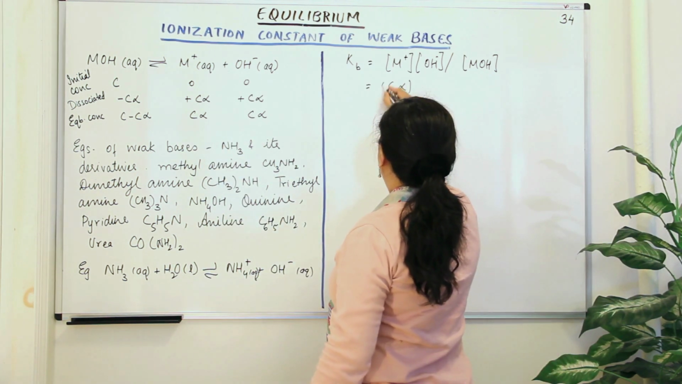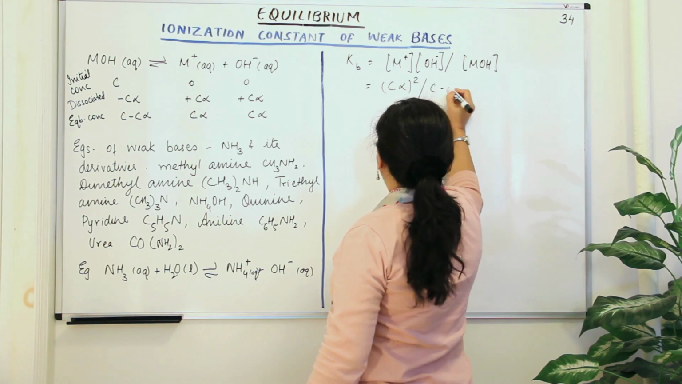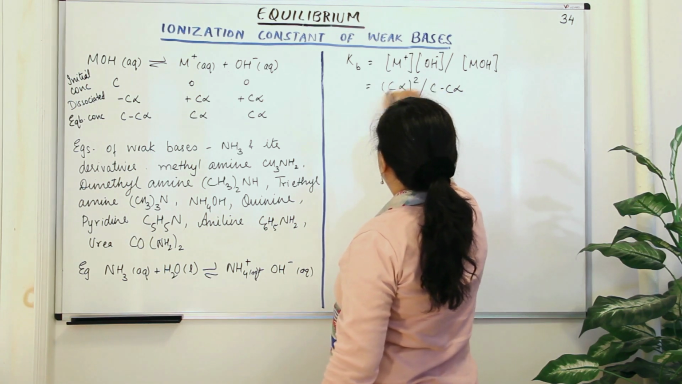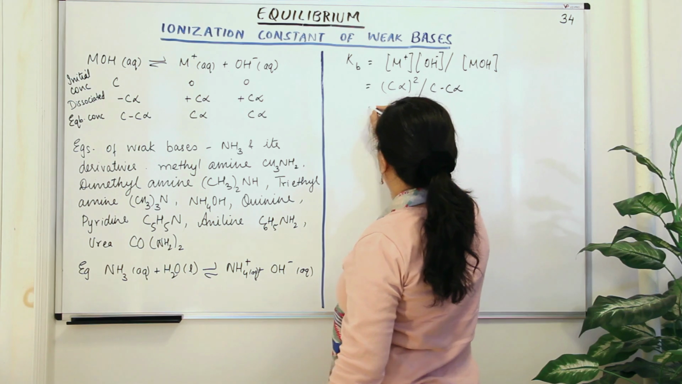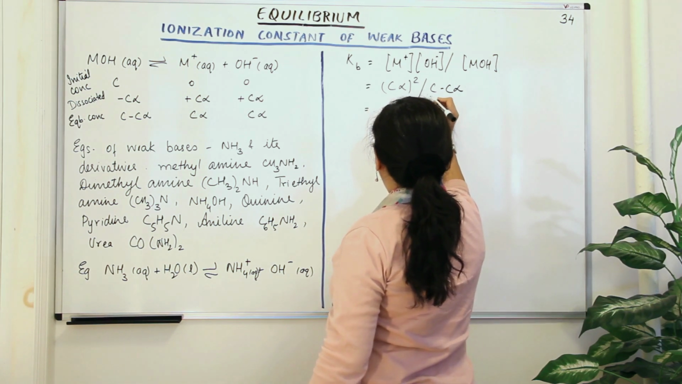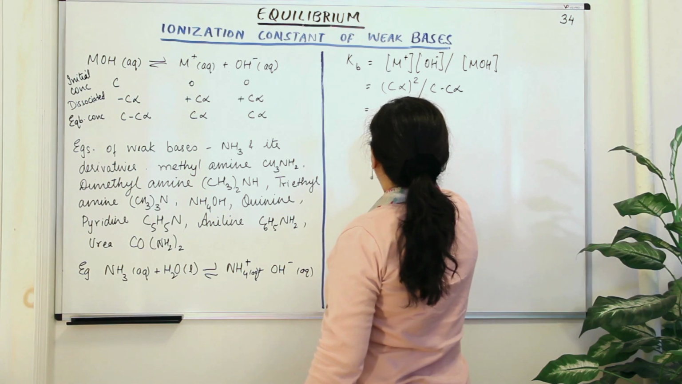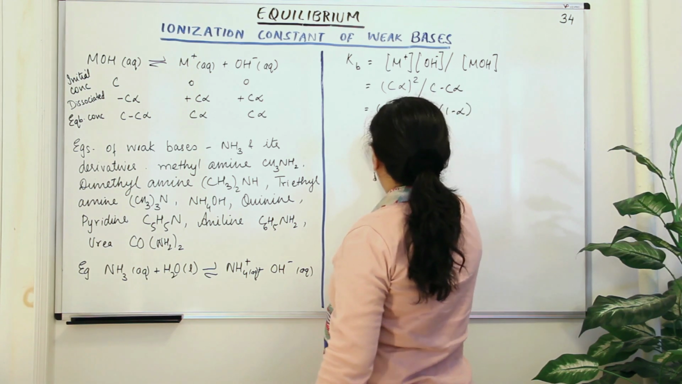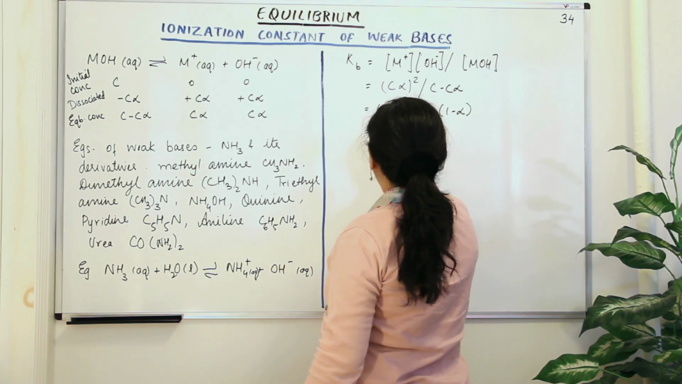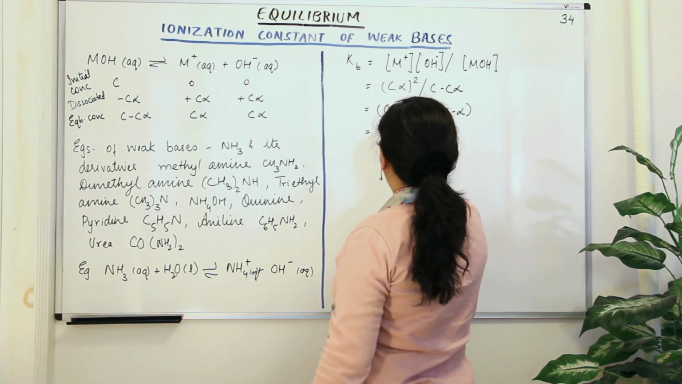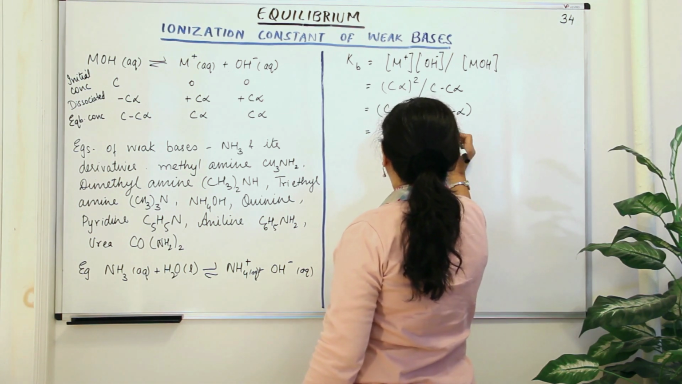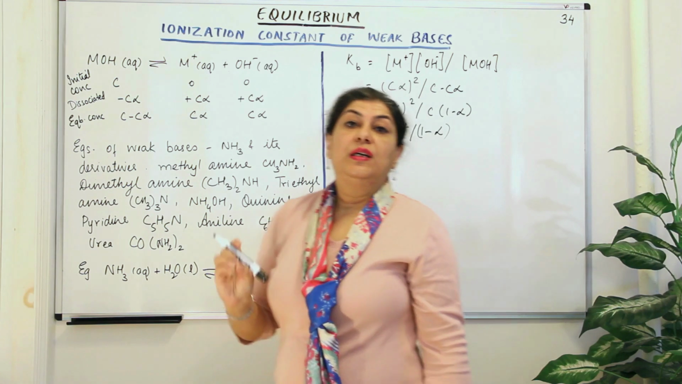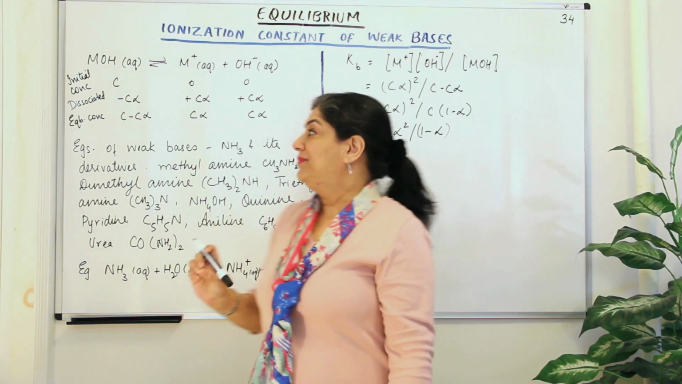So if you now substitute the values of these equilibrium concentrations as you have calculated them, you'll get C alpha whole square divided by C minus C alpha, right? Because C alpha is the concentration of M positive, and C alpha is the concentration of OH negative too. So if you take C common here, you'll get C alpha whole square divided by C into 1 minus alpha. And if you cancel out one of the C's, only one C will remain, and you get C alpha square divided by 1 minus alpha. So this is the equation that you get for the equilibrium constant, right?